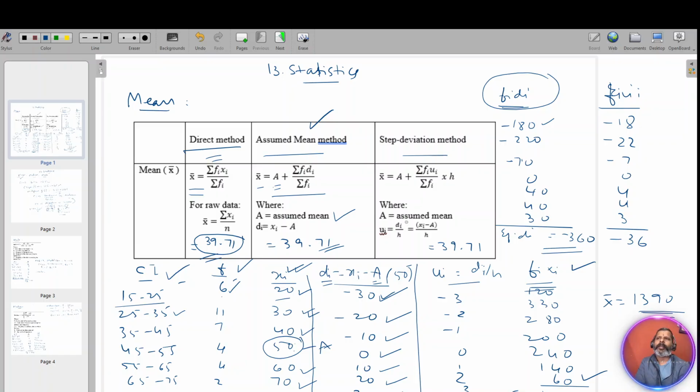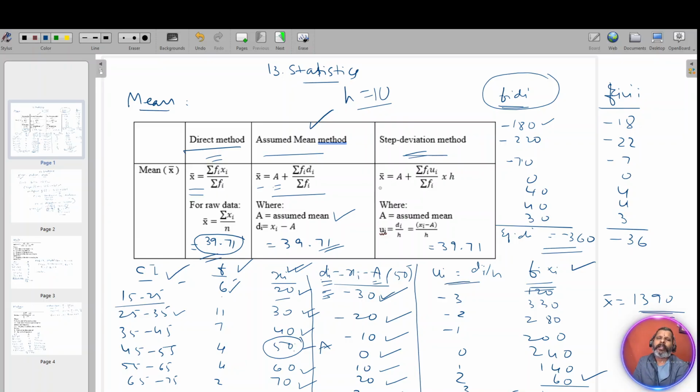So they introduced one more method, because if you observe the di column, we have 30, 20, 10 and all. This gets reduced to single digits in ui. This is the step deviation method. How? For the di, check the class size. 25 minus 15 is the class size, that is h is 10. If you divide the di by 10, you will get single digits. Minus 30 by 10 is minus 3, minus 20 by 10 is minus 2, like that. So the same thing they used and called it the step deviation method.